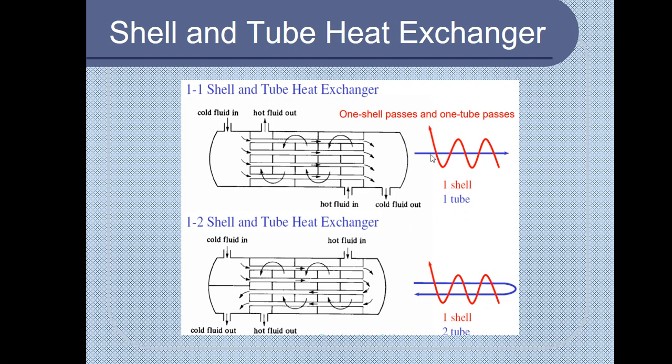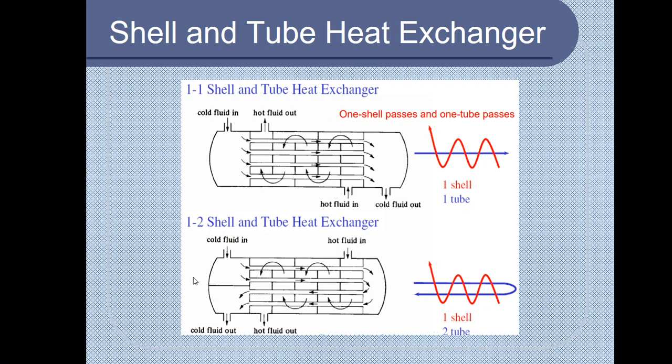In simple orientation, this is it. This is your bundle of tubes, and this is your shell side fluid heating it. In the case of the 1-2, you have one shell, two tube passes. So you see this? The fluid enters here to be heated or cooled, does not exit in this part but still has to pass through here.